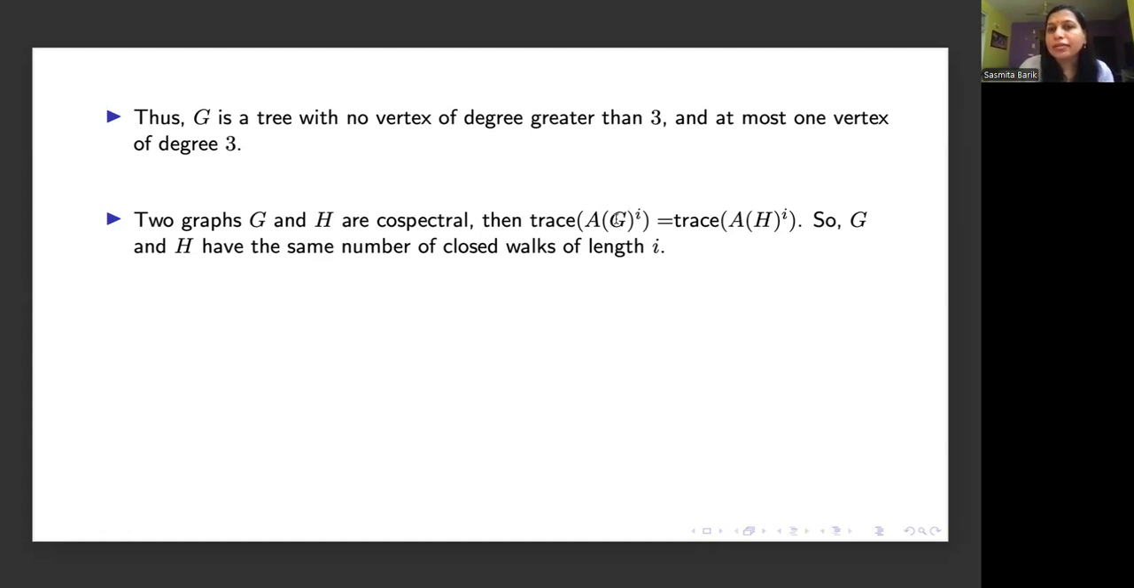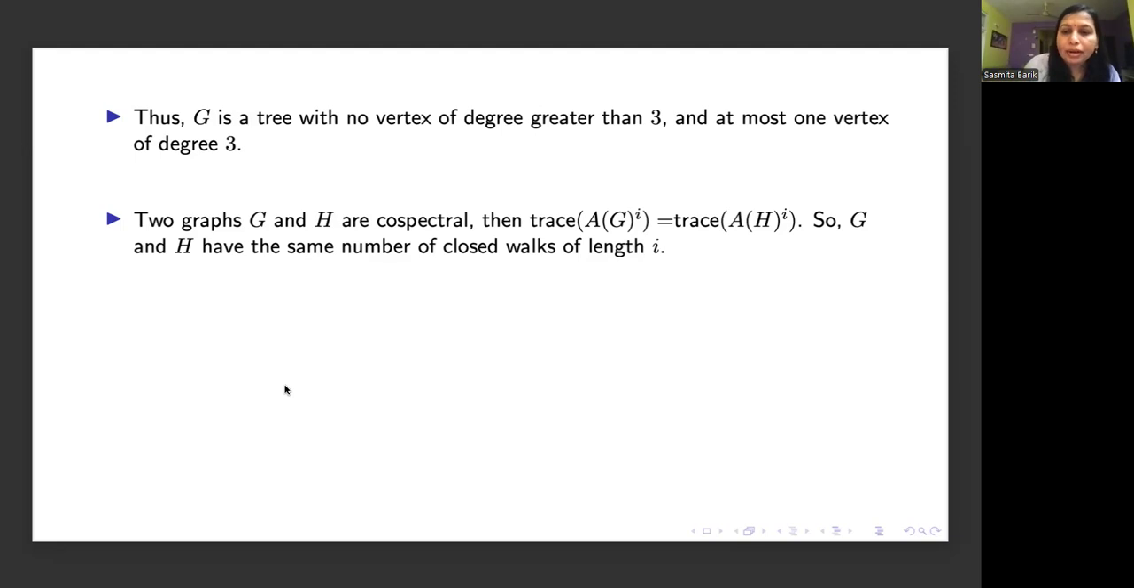So this trace is nothing but you are just adding lambda to the power i, meaning the sum of the eigenvalue powers. So that is the same for both the graphs. So this trace will be equal to this trace. So then if you are taking G, a graph co-spectral with Pn, the number of closed walks of length i in G must be the same as the number of closed walks of length i in your Pn, and that is true for any i.